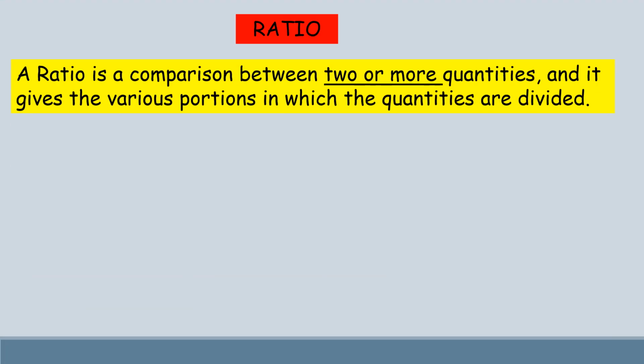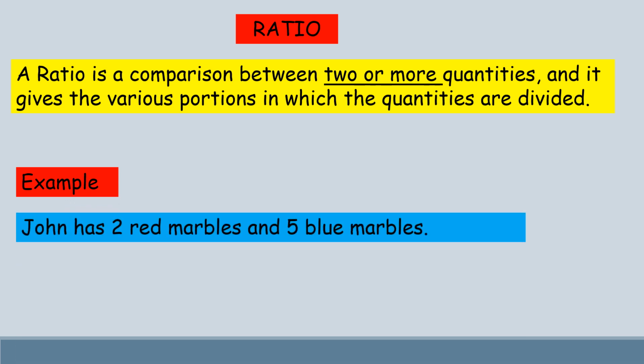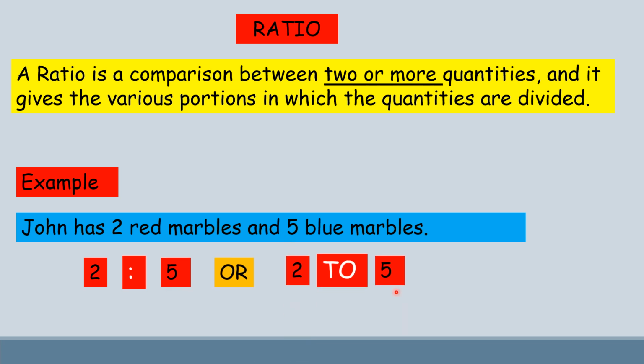Ratio is a comparison between two or more quantities, and it gives the various portions in which the quantities are divided. So for example, John has 2 red marbles and 5 blue marbles. What is the ratio? You would write 2 colon 5, or you would write 2 to 5, or you can write it as a fraction, 2 over 5.